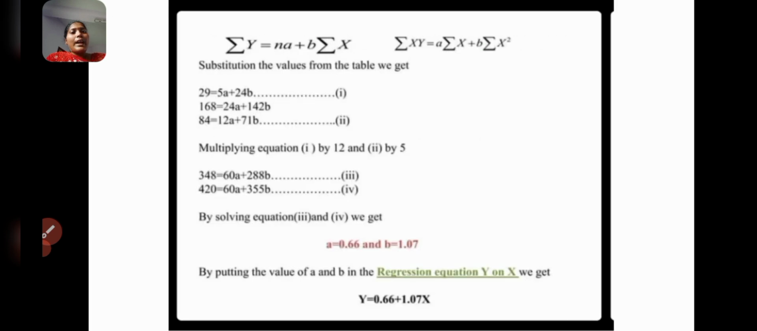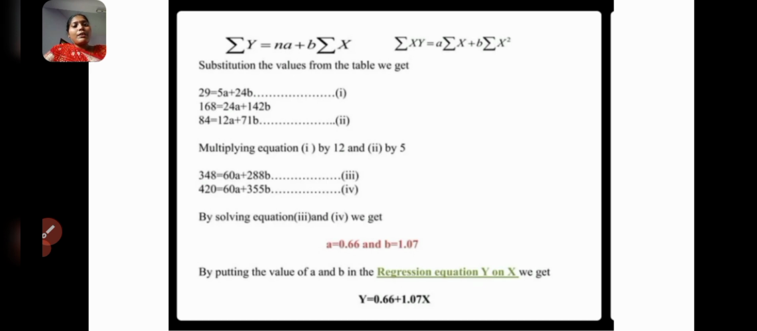Then we substitute the values in the equations, that is, summation y equal to na plus b summation x, and the other equation, summation xy equal to a summation x plus b summation x squared. We put the values in the equations. We have two equations: 29 equal to 5a plus 24b, and 84 equal to 12a plus 71b. We do the same procedure for the other equation, summation xy equal to a summation x plus b summation x squared.